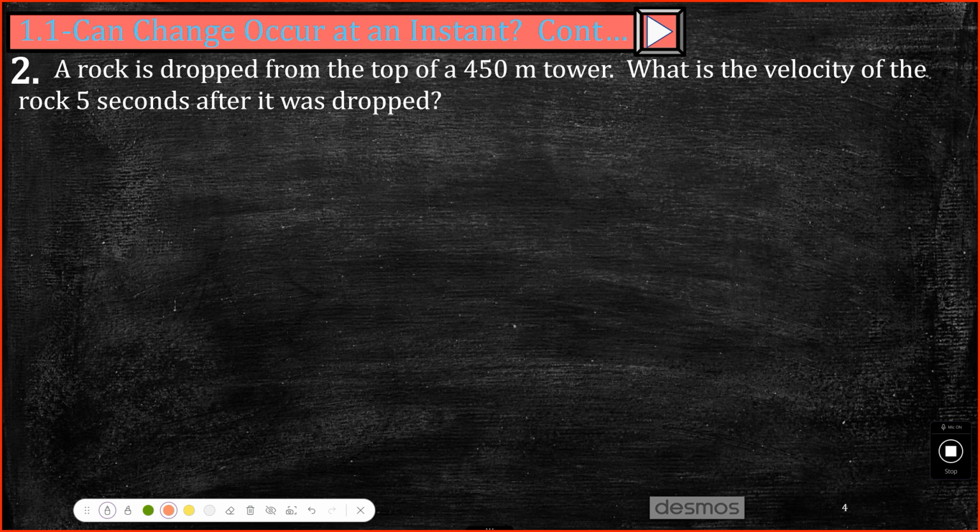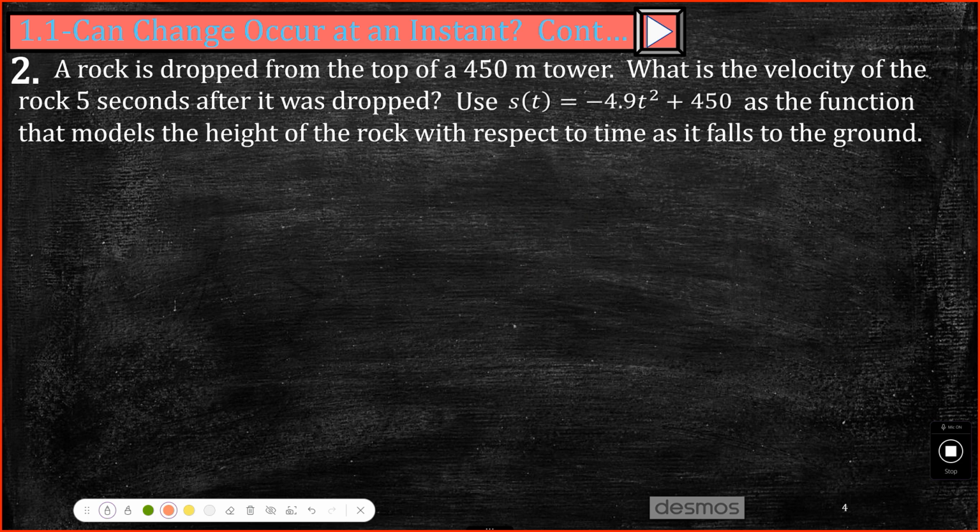This function is called s of t. Don't get confused, it's not f of t. H of t could have been better, but we use s of t in calculus as a function for distances. So s of t is equal to negative 4.9 t squared plus 450, as the function that models the height of a rock with respect to time as it falls to the ground.